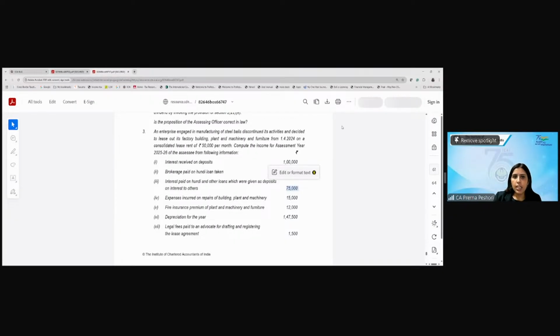Yes. Now, here, there is also a lease rent of 50,000 per month, which is there. What will happen to that? So, lease rent of 50,000. Under which head will that be taxable? Yes. Under which head will that be taxable?